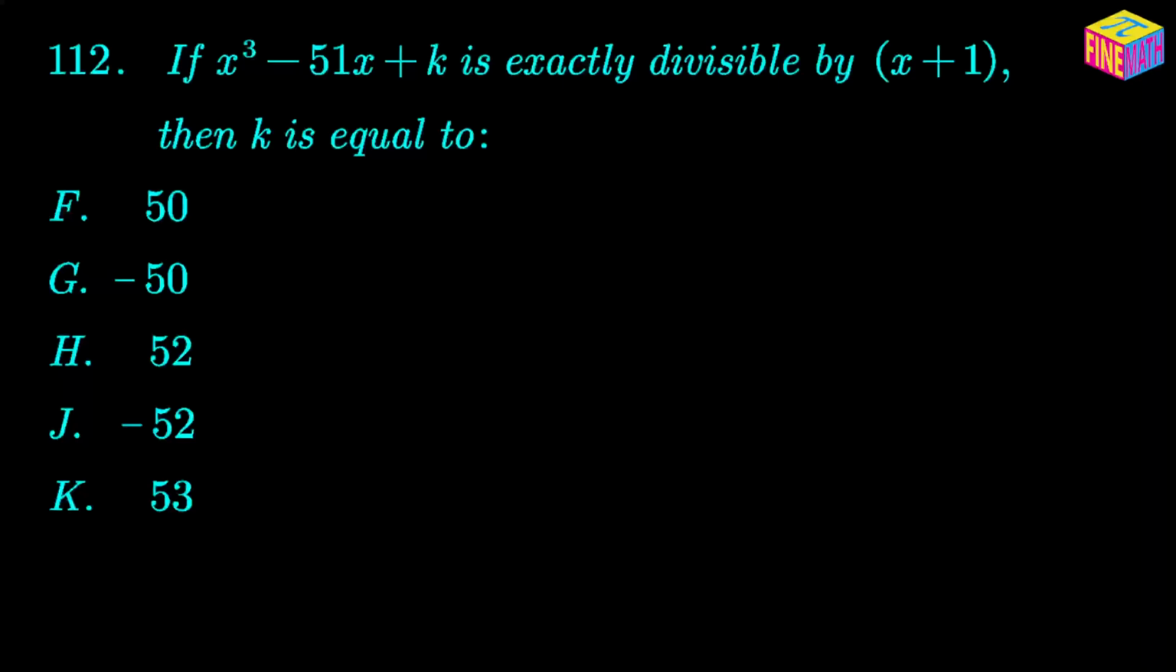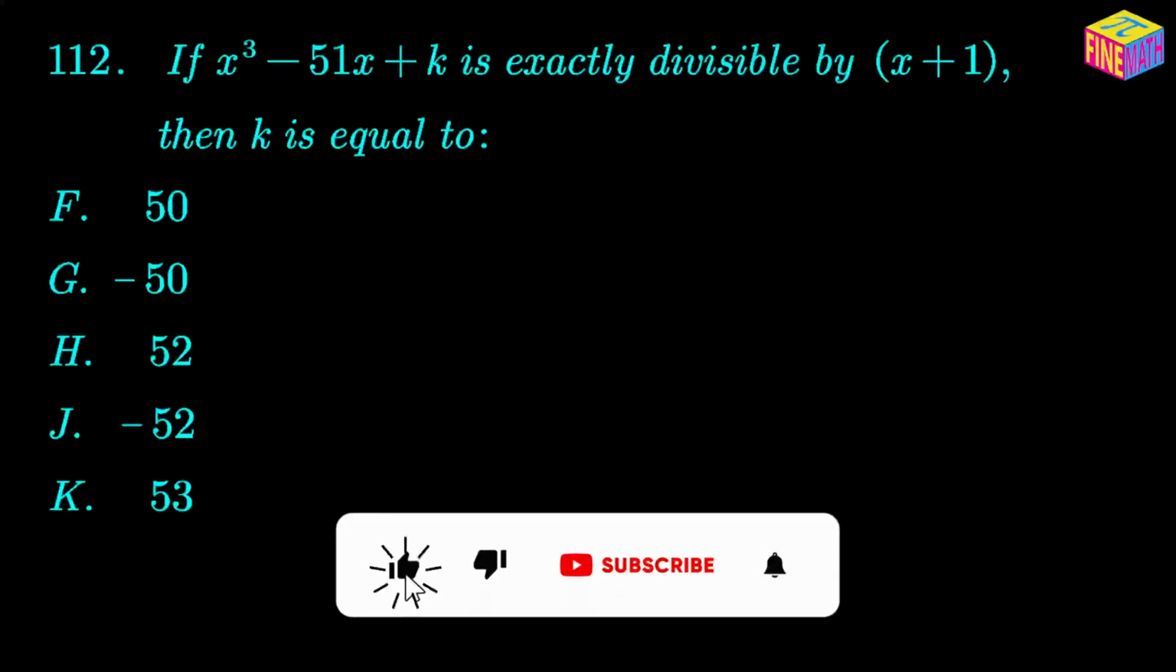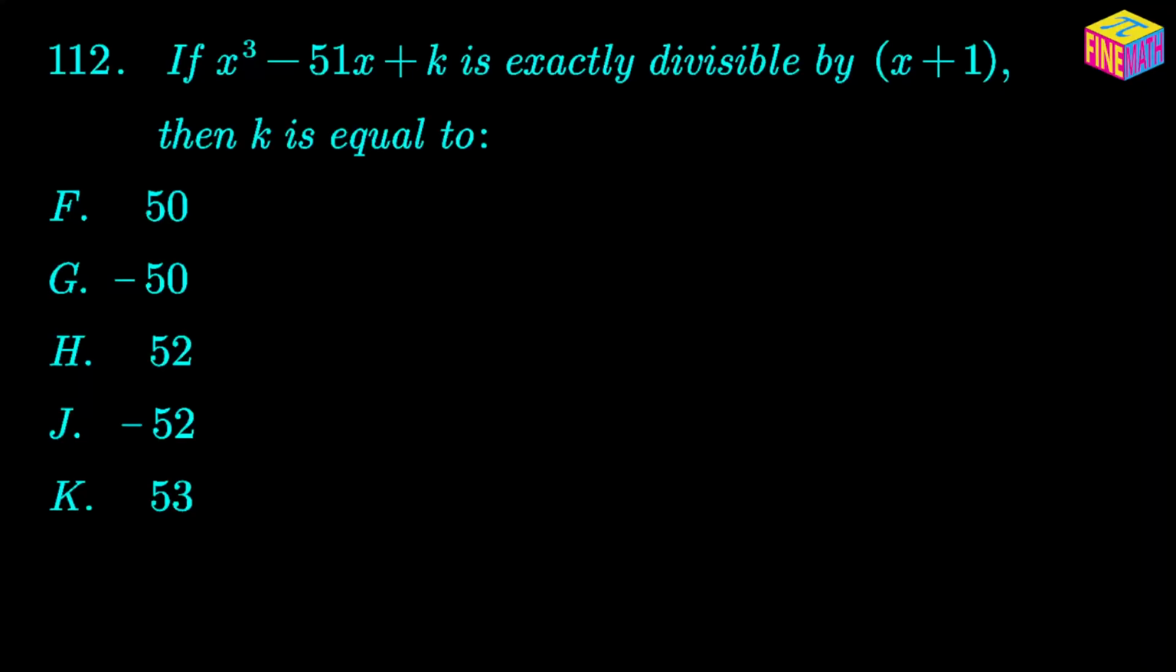So let's get started. Here the question says, if x cubed minus 51 times x plus k is exactly divisible by x plus 1, then k is equal to which of the following 5 options? So essentially we have to find the value of k. The important information here is that the expression, the function of x, is exactly divisible by x plus 1. That means x plus 1 is a factor, and exactly divisible means the remainder will be 0.